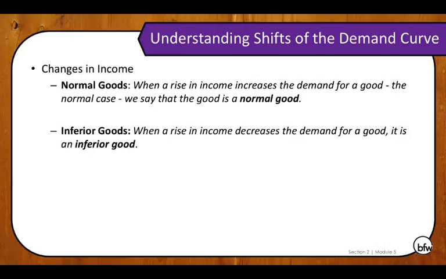So is secondhand clothing. When people have more money, they'd rather buy clothing at Macy's or some place like that. But if their income goes down, then maybe they can only afford to buy secondhand clothing or store brand food items. Those are goods that are considered to be inferior goods. They behave in the opposite way.